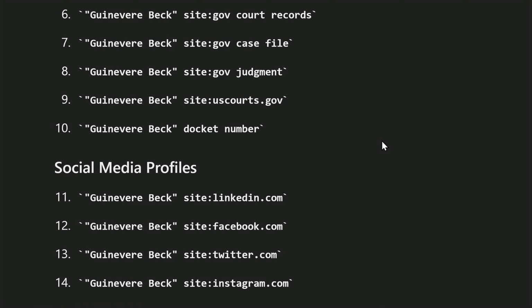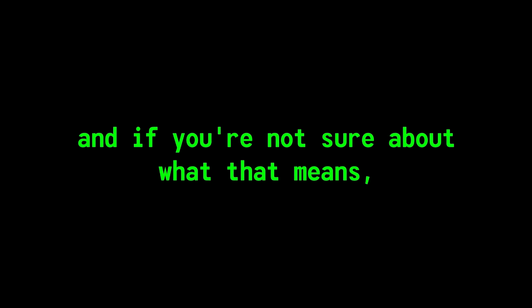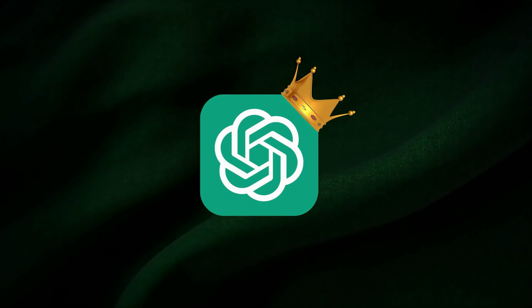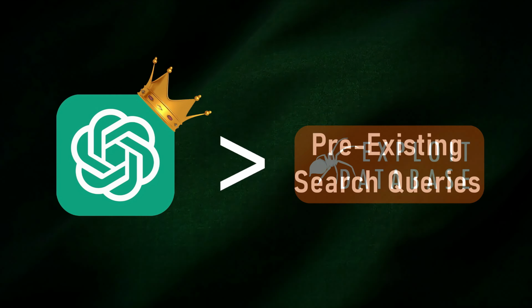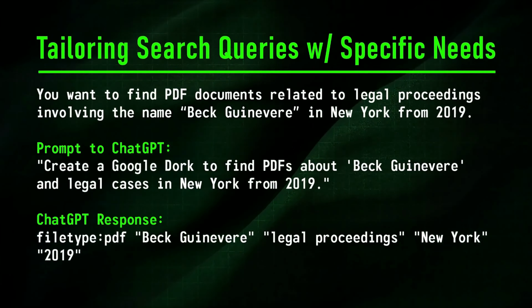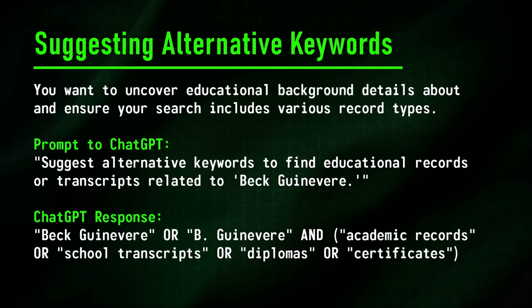Moving on, ChatGPT can also be used to generate customized Google Docs or search queries, which can then be used to look for things like PDFs or court documents containing a target's legal name. And if you're not sure about what that means, I'd recommend you checking out this video to learn more. The reason why it's particularly useful rather than using pre-existing search queries from websites like the Google Hacking Database, is because you can ask ChatGPT to tailor these search queries according to your specific needs, or suggest alternative keywords that you might not have considered.